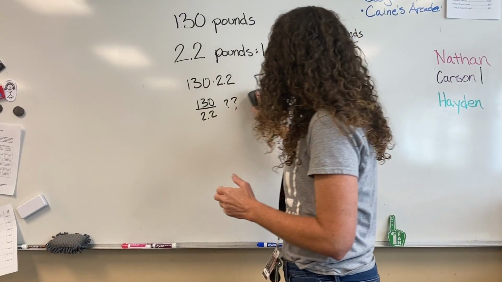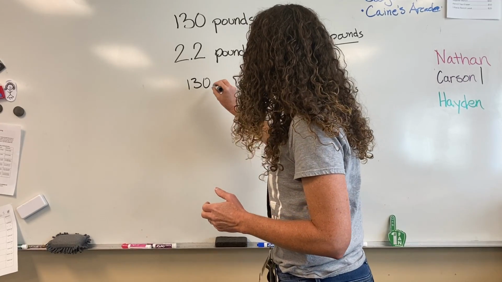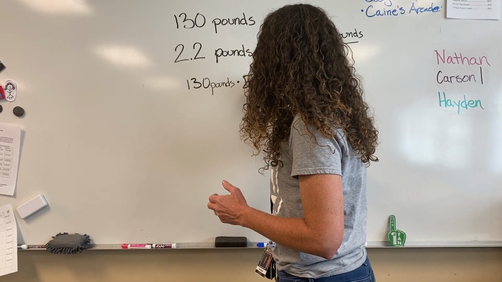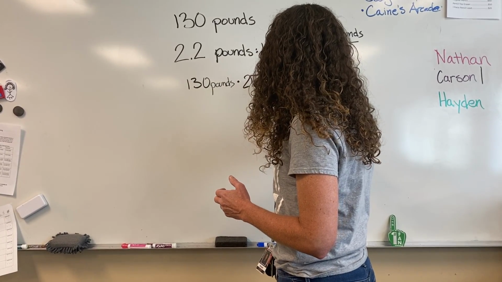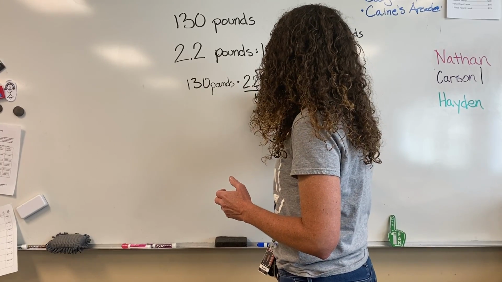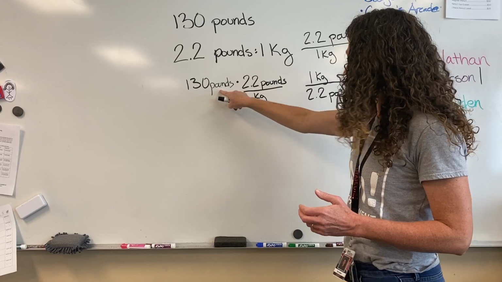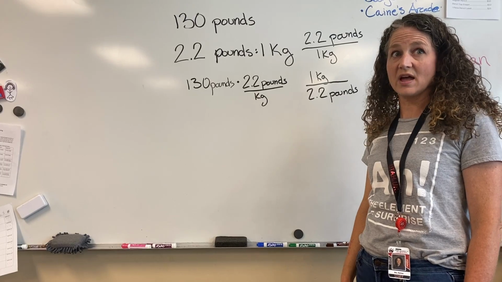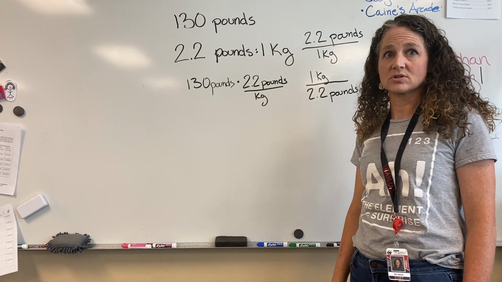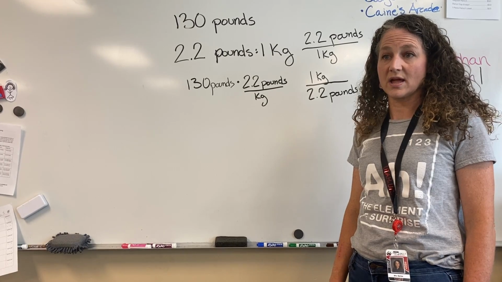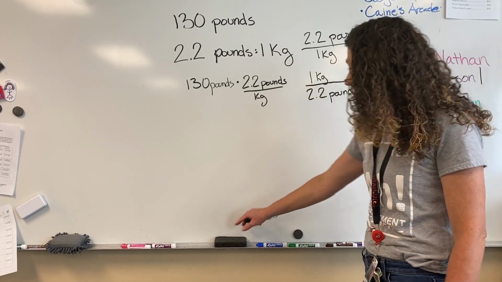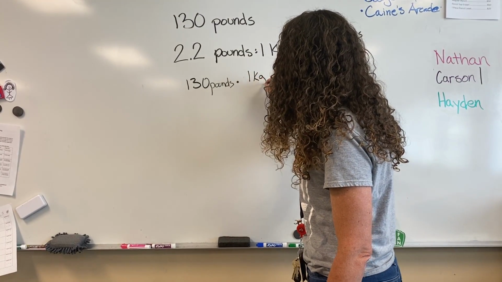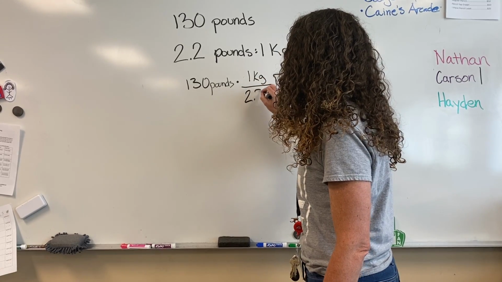So if I have 130 pounds, if I multiply that by 2.2 pounds per kilogram, what happens to my units? I have pounds times pounds. Do they cancel? No. I have pounds times pounds. That's pounds squared. That's not what I want in my life. I want my pounds to cancel. I want pounds divided by pounds. So I need to set it up so I have 1 kilogram divided by 2.2 pounds.